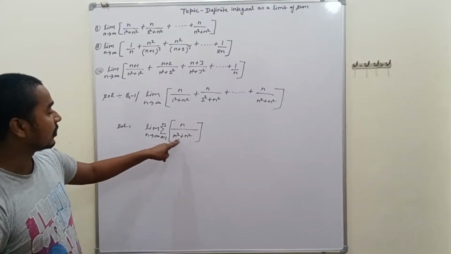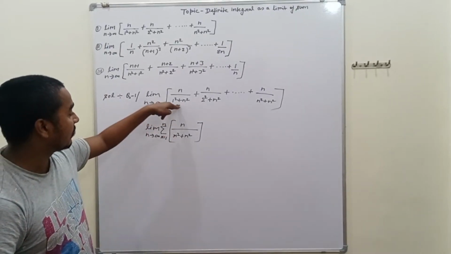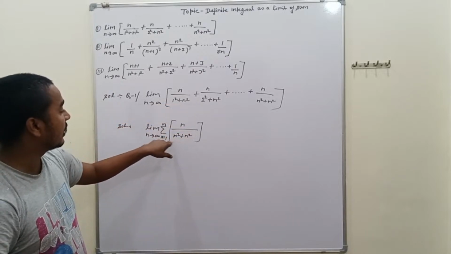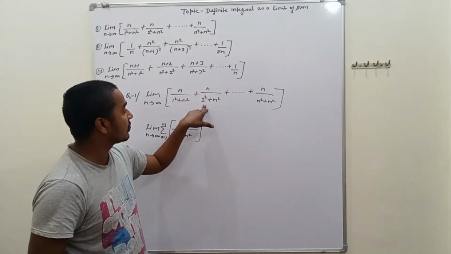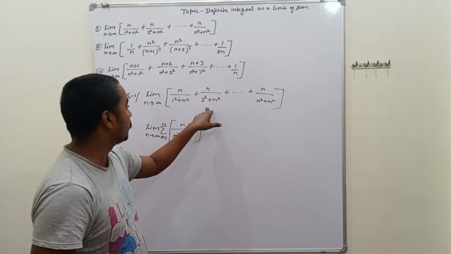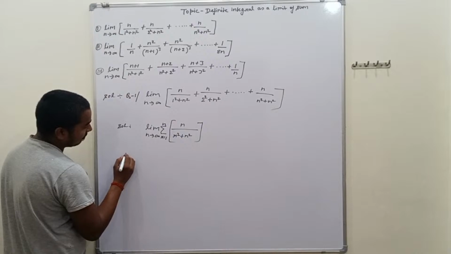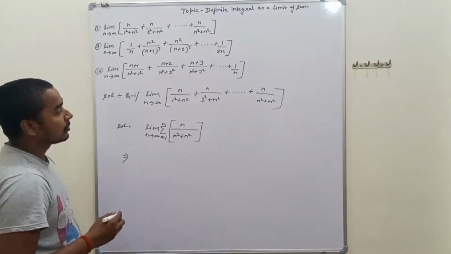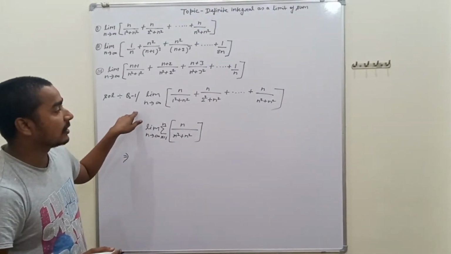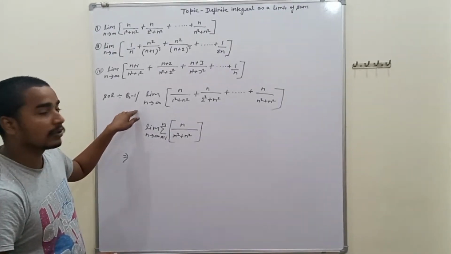When putting r equal to 1, we get the first term, and when putting r equal to 2, we get the second term. Then further we proceed to get the required series, and further we have to solve the definite integral as a limit of sum. We have to first know the following.